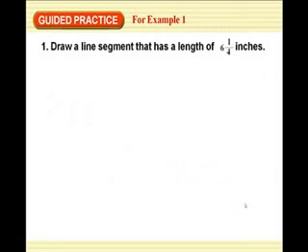Draw a line segment that has a length of 6 and 1/4 inches. So obviously you would need a ruler, or hopefully you have one with you. You would draw a line, and then you stop at 6 and 1/4. So let's just pretend this is 5, and this is 6, and this would be the half mark right here. Oop, it's between, sorry, I gotta go to 7. So it would go to here. Okay, so 6 and 1/4.